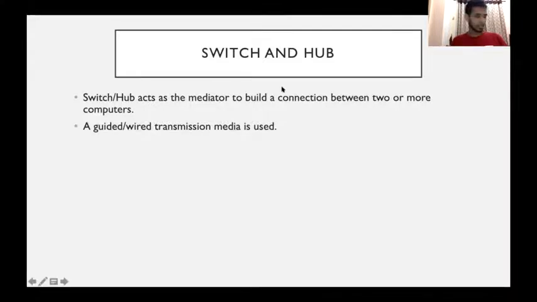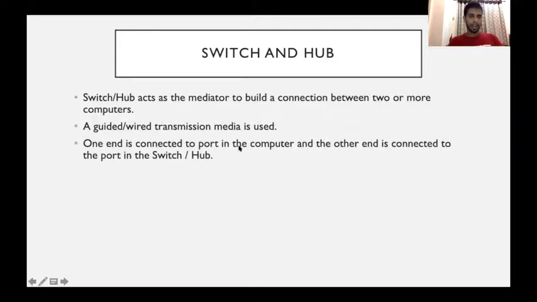Three. What are those? Twisted pair, yes, very good. And finally coaxial and fiber optics. Very good, excellent. So these are the wired connections, right? So the switch or hub only uses wired connections. We don't have any wireless switch or hub. Okay, right.